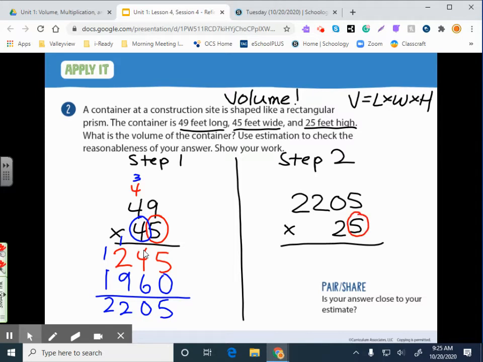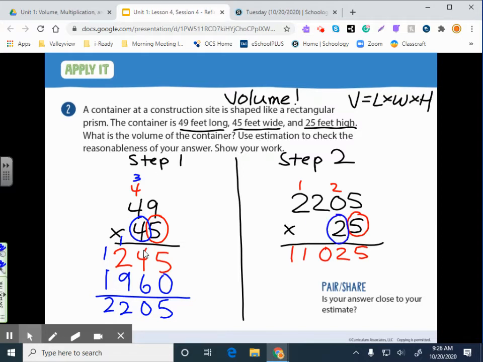Let's start with the ones. 5 times 5 is 25. 5 times 0 is 0, but we bring down a 2. 5 times 2 is 10. 5 times 2 is 10, plus that 1 is 11. Got a pretty big number there.